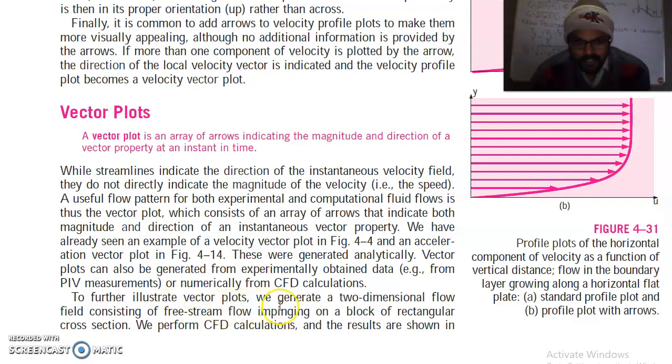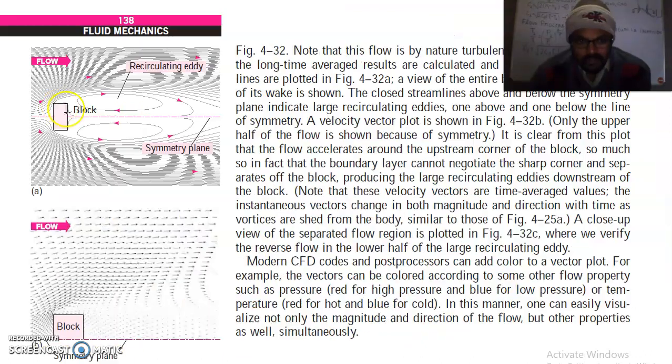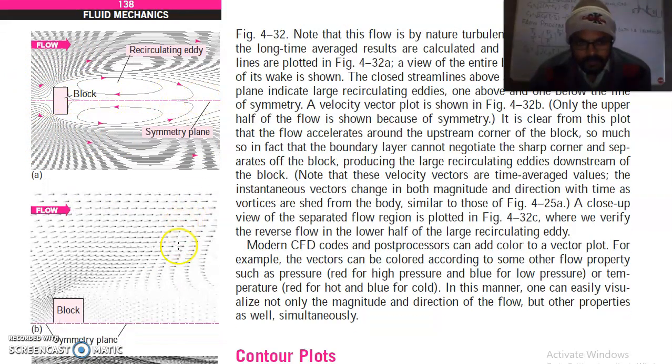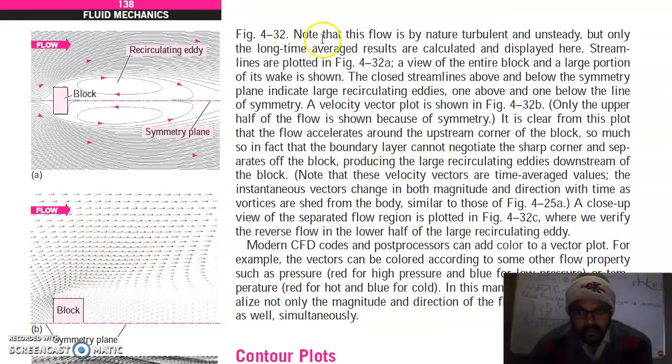To further illustrate vector plots, we generated a two-dimensional flow field consisting of free stream flow impinging on a block of rectangular cross section. We performed a CFD calculation and the results are shown. So this is a block here. The fluid is flowing in this direction. You can see here, this is a symmetry plane. This is another plot which is shown here. Note that this flow is by nature turbulent and unsteady, but only the long time average results are calculated and displayed here. Streamlines are plotted in the figure here.